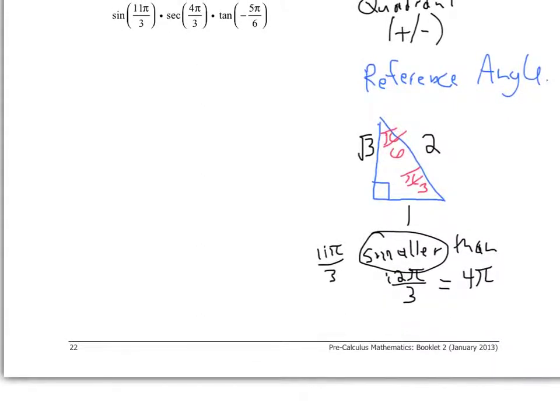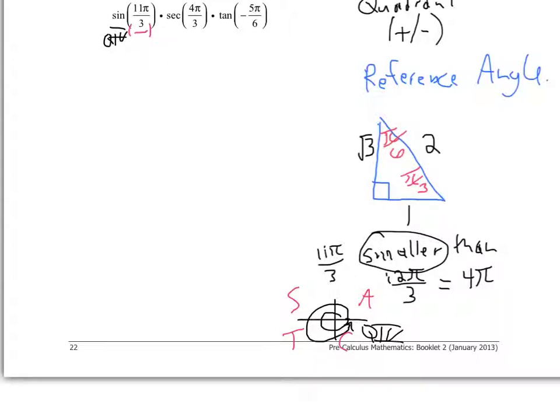If we're slightly smaller than 4 pi, let's just think about our place in the circle. One rotation is 2 pi. The next rotation would be another 2 pi. If we're slightly smaller than 4 pi, we're somewhere in quadrant 4. In quadrant 4, and we have all students take calculus, this would be a negative ratio. I'm going to go through that for all my angles, and then I'll get the ratios from the triangle.